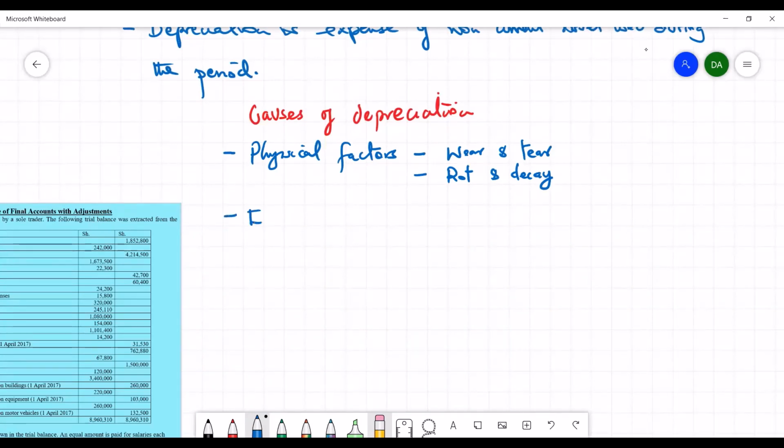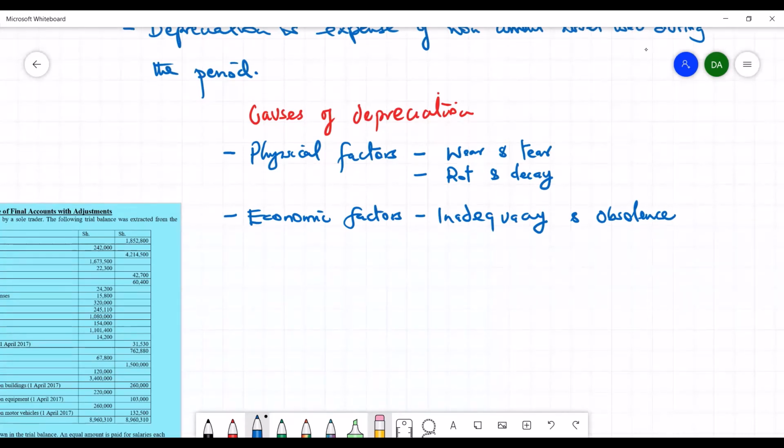Secondly, economic factors. And these include inadequacy and obsolescence. When you say an asset is inadequate for a function, it means it has low value for that function. If it is adequate, it has high value for that function. So it loses value due to inadequacy. Also, obsolescence due to change of technology may cause loss in value of the asset.